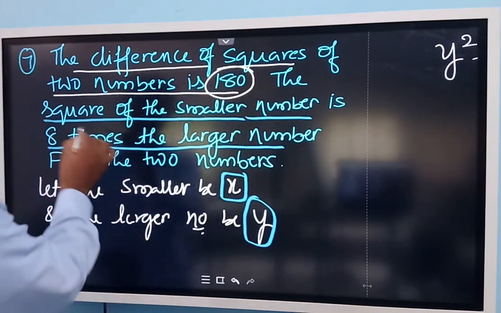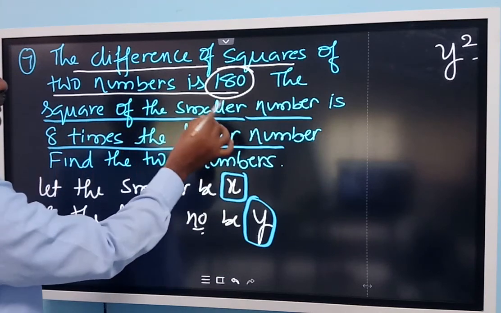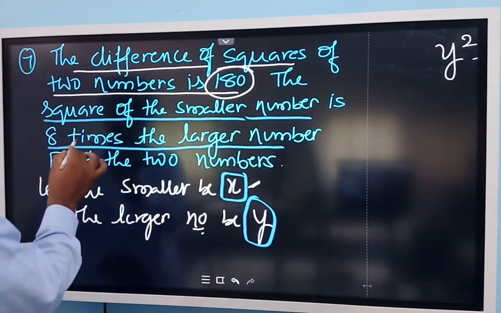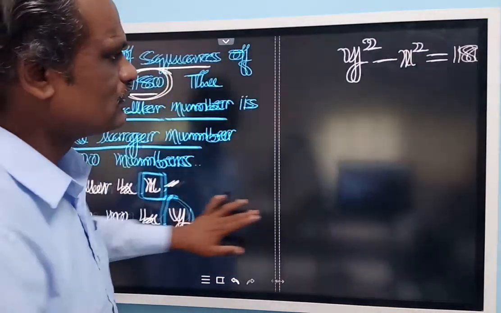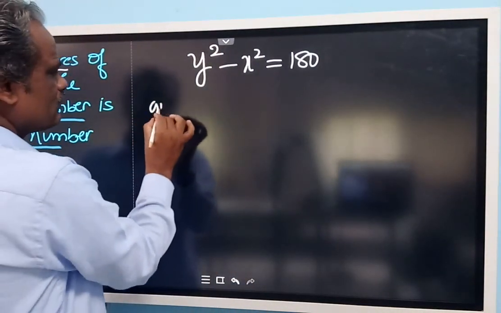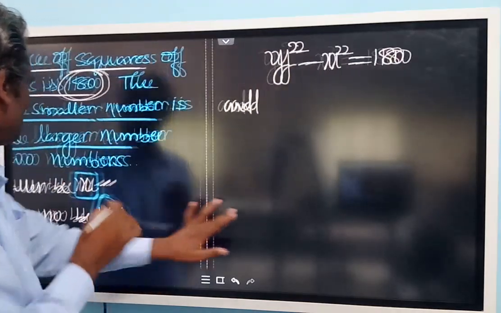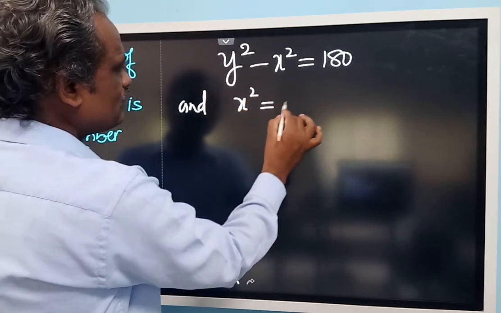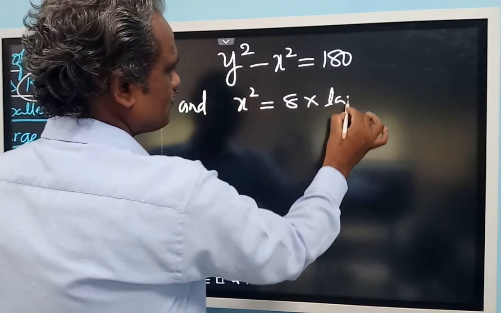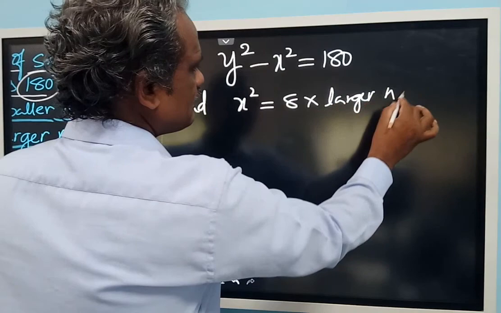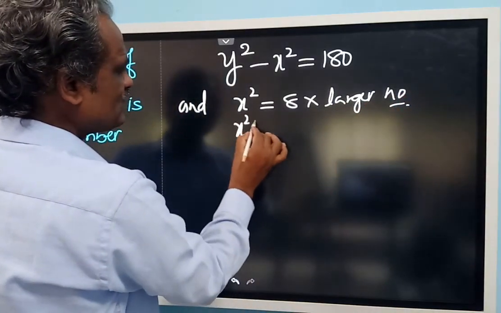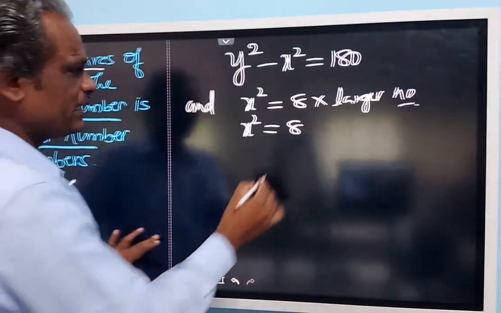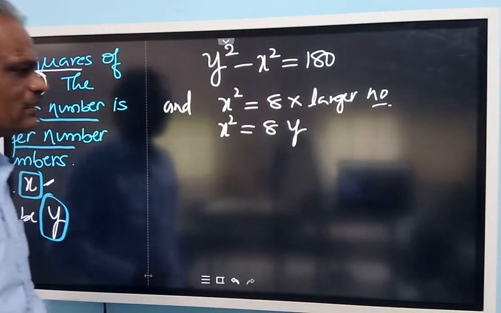And the next part comes to the second one. The square of the smaller number, x square, is 8 times the larger number. So x square will be equal to 8 times the larger number, and the larger number is y. So you can write 8y.